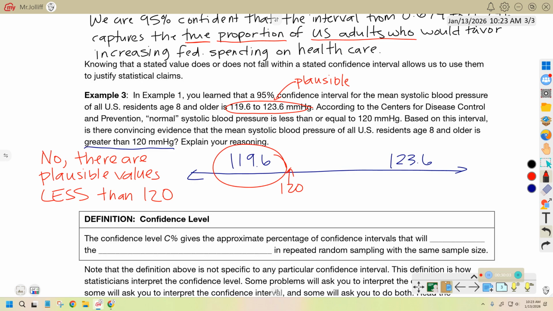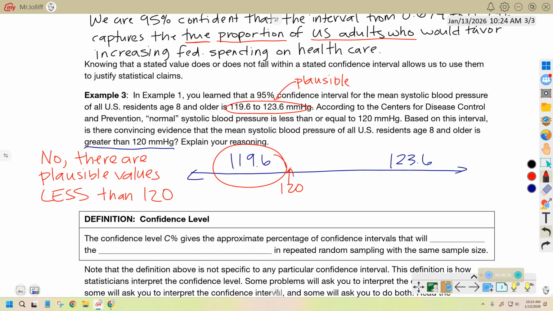If my entire interval was bigger than 120, if it was like 121.6 to 128.6, then I could say, yes, the mean for the US has to be bigger than 120 because all of my plausible values are bigger than 120. But if some of my plausible values are less, I cannot conclusively state that the mean has to be bigger than 120. It could be less than, it could be equal to, because 120 is inside that range somewhere.